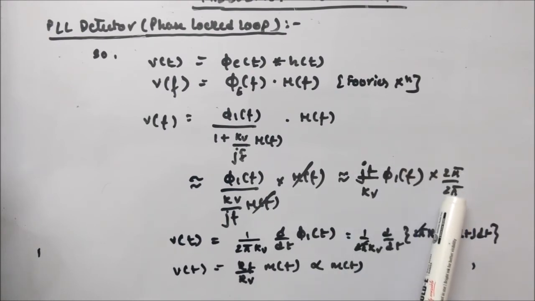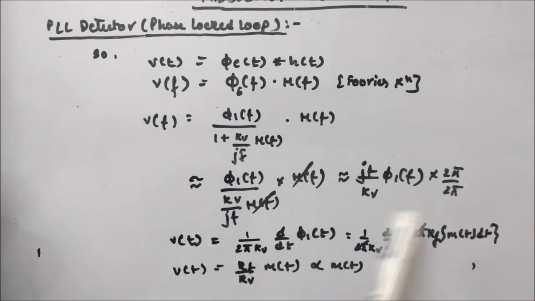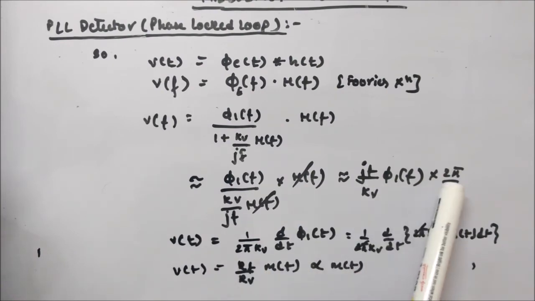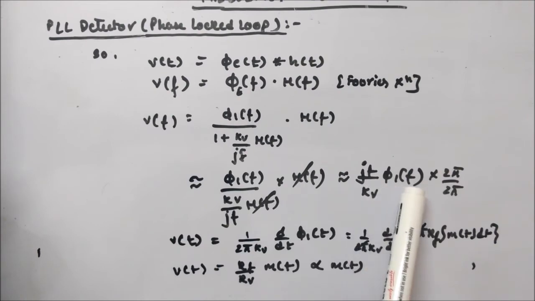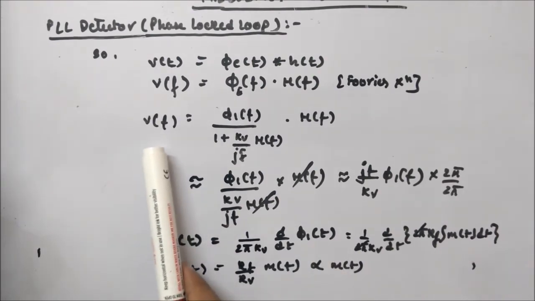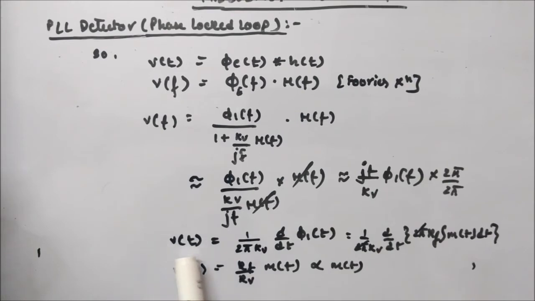Now I will multiply and divide by 2 pi, and 2 pi kV we have taken outside. Now this jf into 2 pi into phi 1(f), if you take the Fourier inverse, you will get d by dt of phi 1(t). Okay, so we have taken the Fourier inverse of this equation. This is what you will get: V(t) is equal to 1 by 2 pi kV, and d by dt phi 1(t) means j 2 pi f phi 1(f).